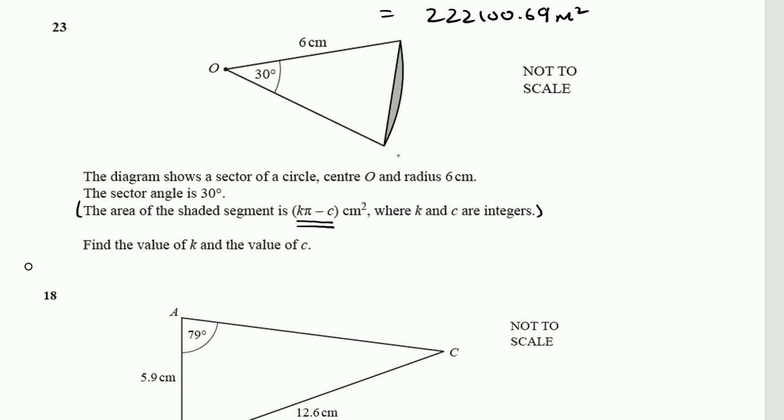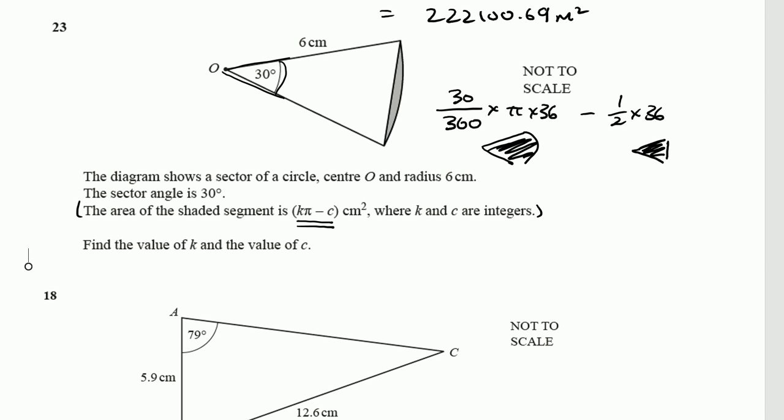The area of the sector is 30 over 360 times the area of a circle, pi times 6 squared. That's the area of the whole sector. I now need to subtract the area of the triangle, which is going to be taken from this A for area arrangement over here. That is 1/2 times 6 squared, 36, times sine 30. So that's the area of that shaded segment.